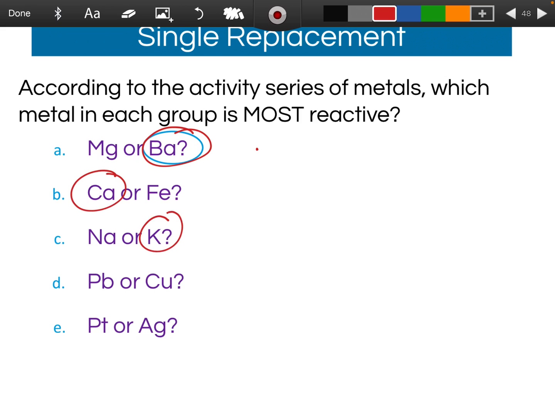All right, the next set, lead and copper. These are going to be towards the middle or towards the bottom. Lead is above copper on the activity series, so lead is going to be more reactive. And the last set, platinum and silver, these are both towards the bottom. Neither platinum or silver is very reactive at all, but silver is above platinum on the activity series list, so silver will be slightly more reactive.